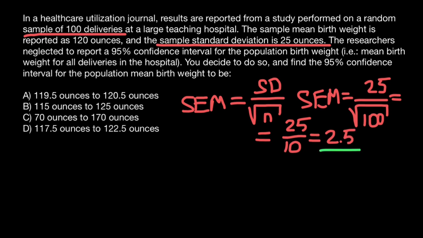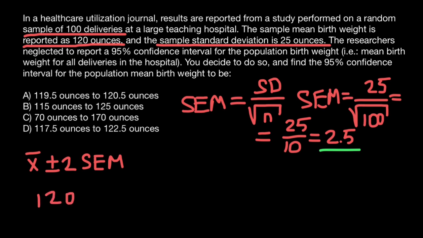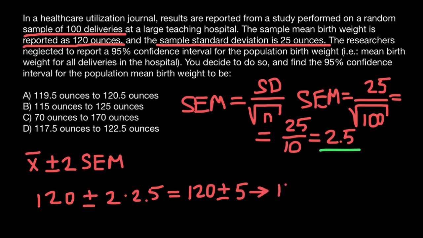But this was only the first step in our calculations, and in the second step we are going to use a different formula. Take a look. X bar plus minus 2 SEM, where X bar is the mean, and we know that it is 120 ounces. So 120 plus minus 2 times 2.5. In other words, 120 plus minus 5. So this is going to give us two values, 115 and 125. As you see, this is answer B.